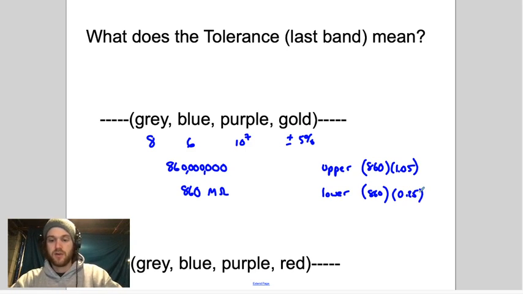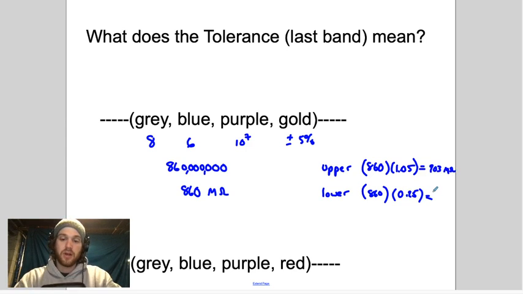So 860 times 1.05 means it could be as high as 903 mega ohms, and it could be as low as 860 times 0.95, which is 817 mega ohms. So we have some variation. It's somewhere between 817 and 903 mega ohms.